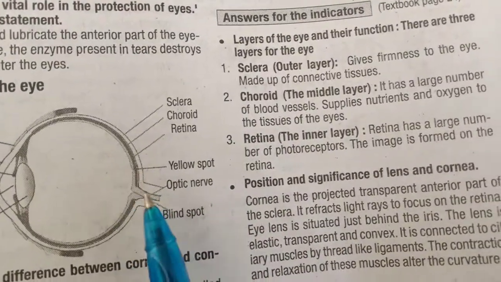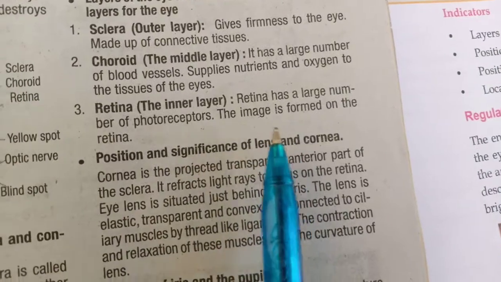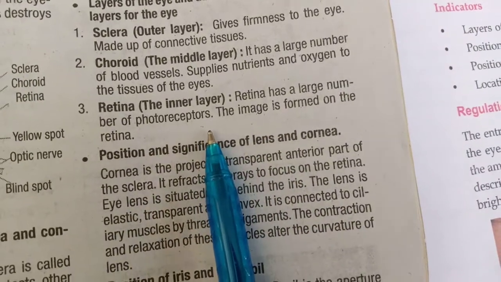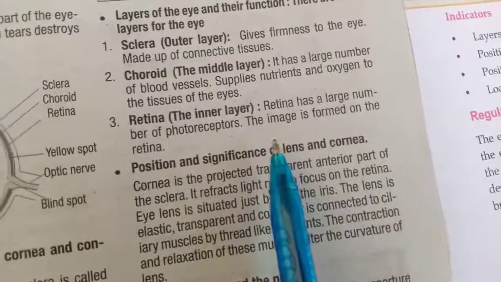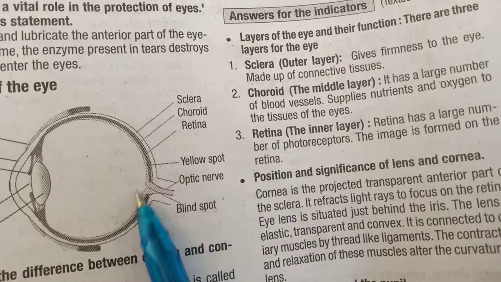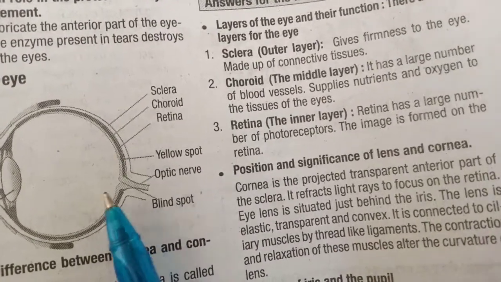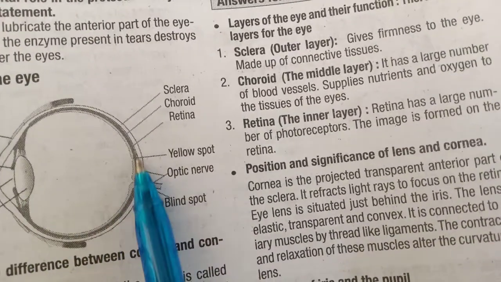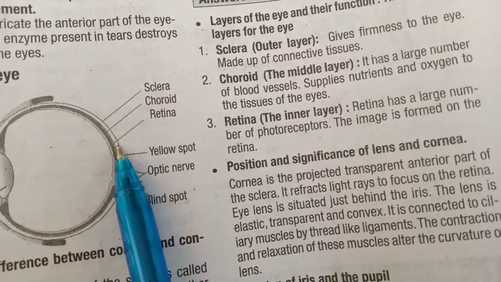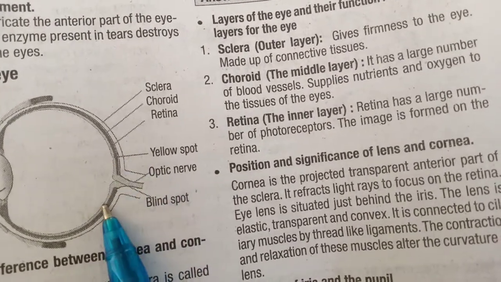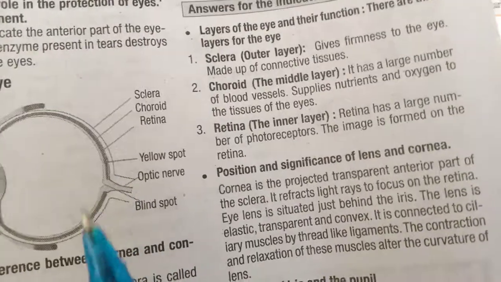Then here is the retina. The retina has a large number of photoreceptors. The image is formed on the retina. This screen-like portion is the retina. The photoreceptors receive the light, and then the image will be formed.